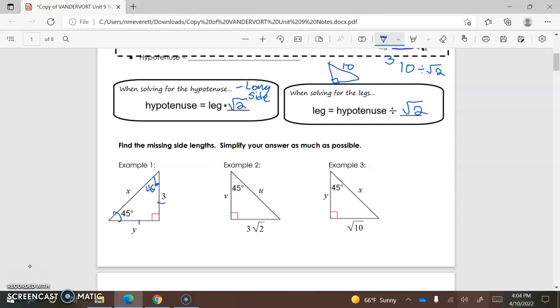I've got this leg and this leg here. If this one is equal to 3, this one down here is also equal to 3, because these are the two sides attached to the right angle. Now the side across from the right angle is the hypotenuse. Like I just did up above, we take 3, multiply it by the square root of 2, and I'm left with x equals 3 square root of 2 for that one.